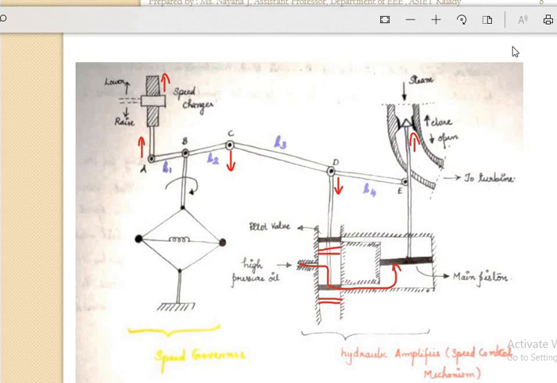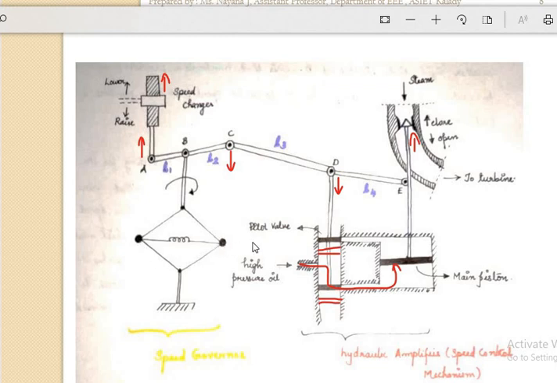Okay, this is one way, manually adjusting with the help of the speed changer. Now we will see how it happens automatically. If a particular speed is set for this machine, and the speed of the machine increases, what happens?